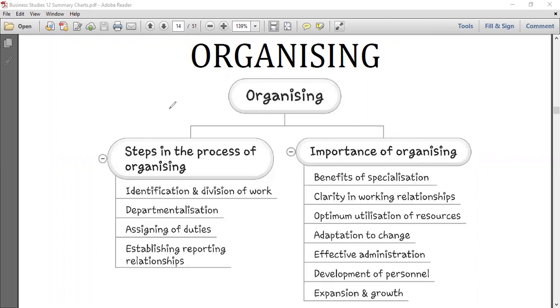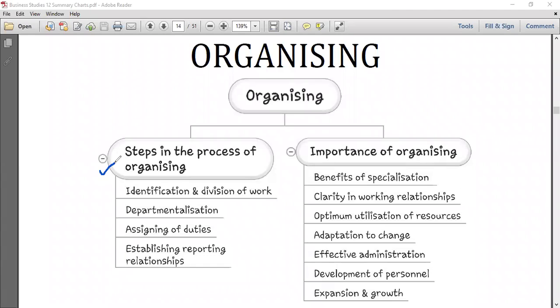So let us start with the steps in the process of organizing, because it is a very short process. It's a very short process of just 4 steps. So let us start with that. But before starting the process of organizing, we need to understand the meaning of organizing. What does organizing mean? As you all know, organizing is the second function in the process of management. It is the second function after planning that has to be performed by every manager.